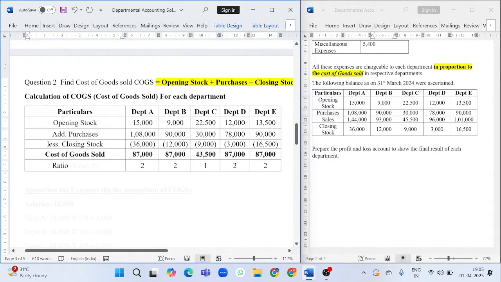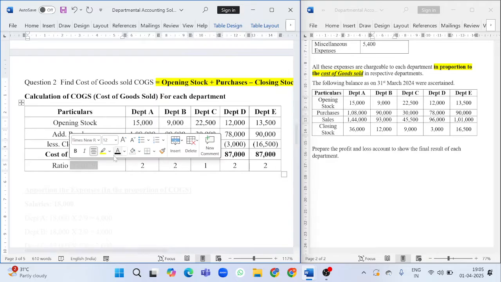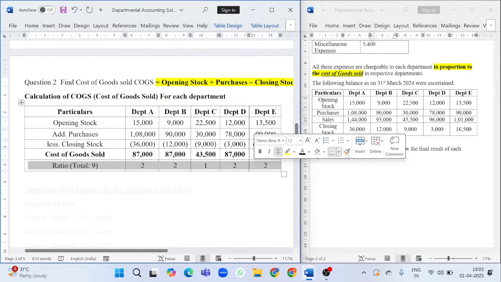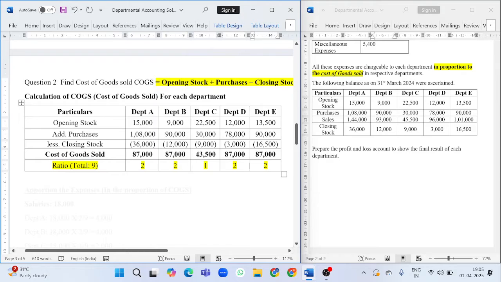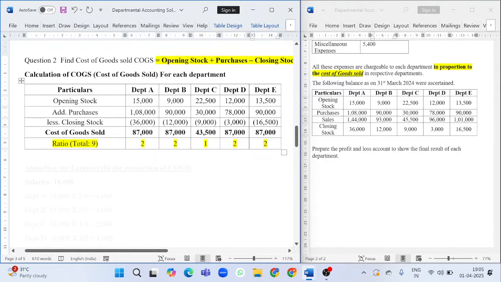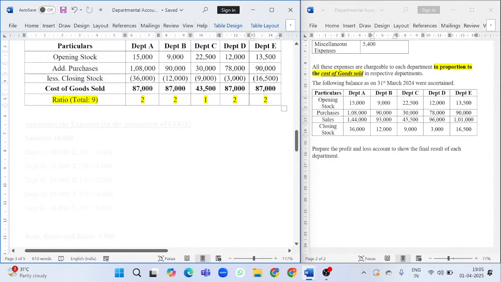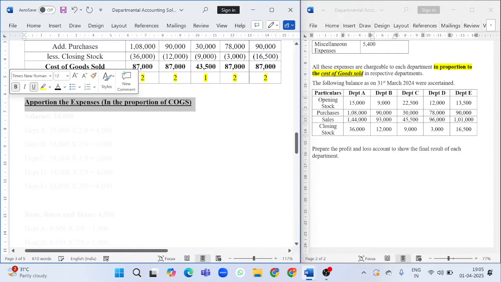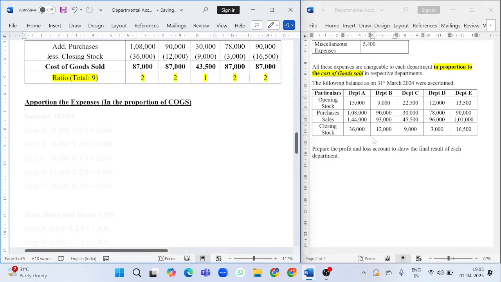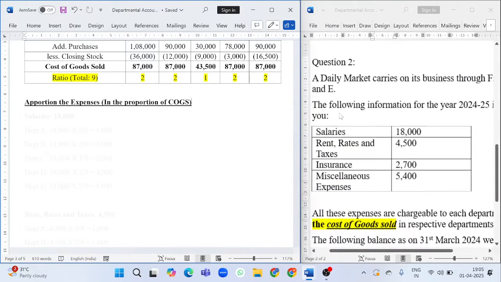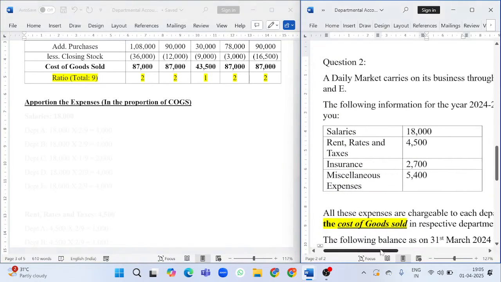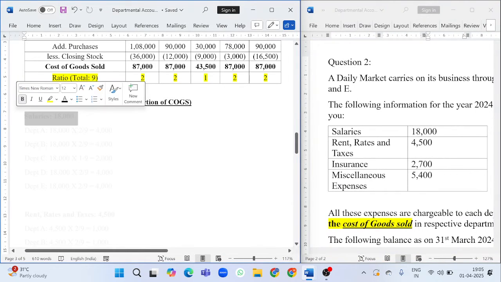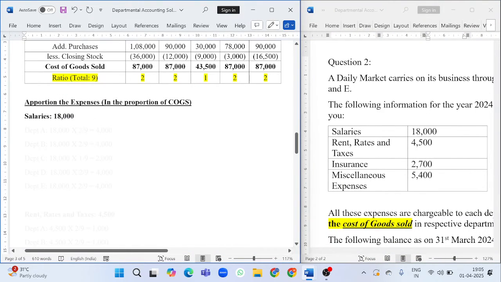So the total of these, 2 plus 2 plus 1 plus 2 plus 2, will be 9. So the total ratio will be 9. These ratios are very important for us when we are solving the problem. I hope you have understood cost of goods sold. Now let us apportion the expenses in the proportion of COGS. Let us go back to our question. What is the first expense they have given in the question? It is salaries, and total salary is 18,000 rupees.